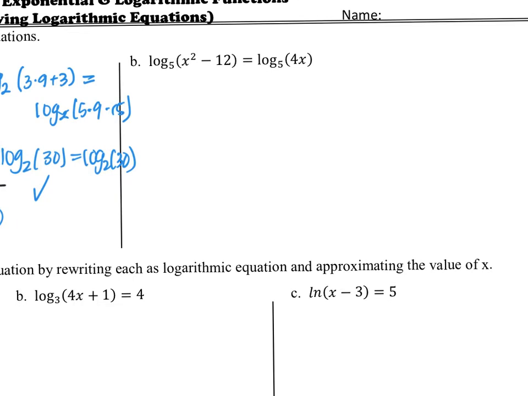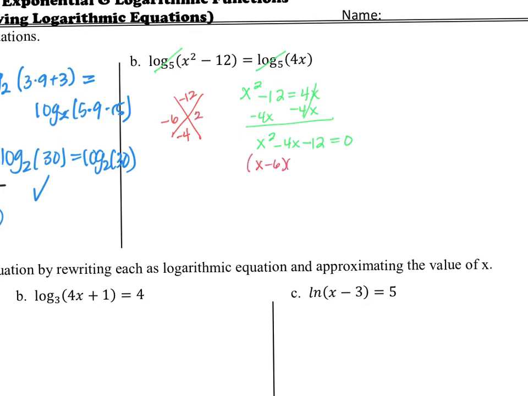You have log base 5 on both sides, so these can cancel out. And then you have x squared minus 12 equals 4x. Okay, now this is going to become a quadratic, so we're going to subtract 4x from both sides. And we get that x squared minus 4x minus 12 is equal to 0. Now let's see if this is going to factor out this way, or do we need to use the quadratic formula? So what multiplies to give you negative 12, but adds to give you negative 4? Negative 6 and positive 2. So this goes to x minus 6, x plus 2 equals 0.